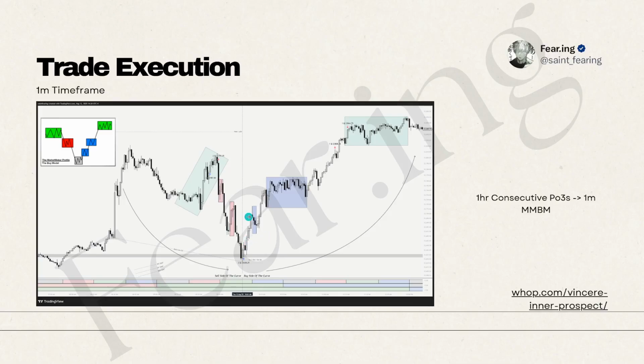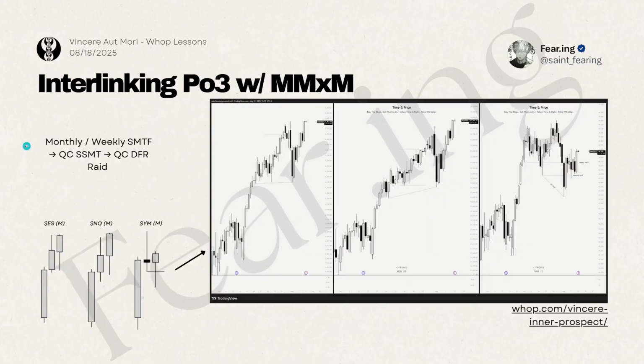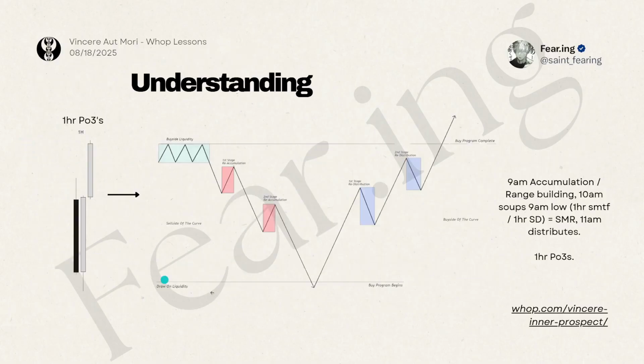So please, please, please just let me know if there's any questions, but this is the overall breakdown of the trade I've taken. Again, this is the overall framework of the trade, specifically catching the smart money reversal.